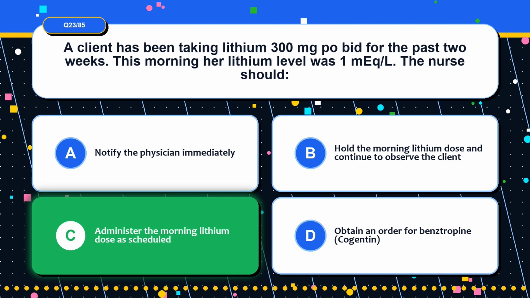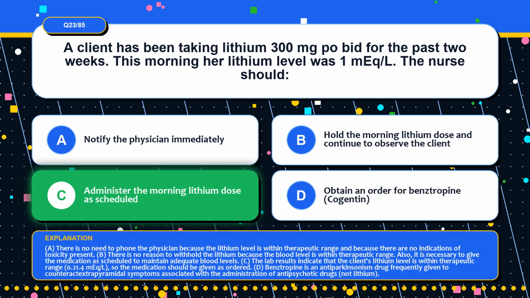The correct answer is option C. Administer the morning lithium dose as scheduled. There is no need to phone the physician because the lithium level is within therapeutic range and because there are no indications of toxicity present. B. There is no reason to withhold the lithium because the blood level is within therapeutic range. Also, it is necessary to give the medication as scheduled to maintain adequate blood levels.